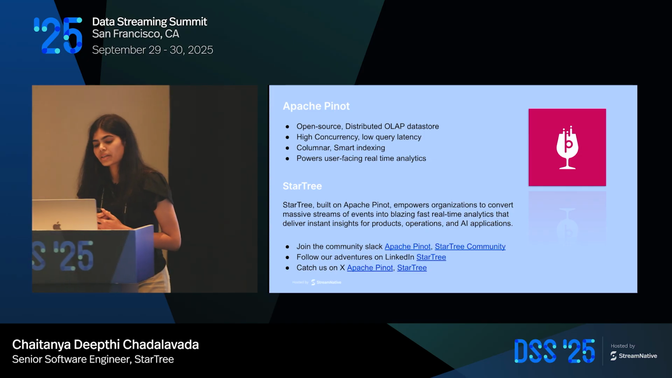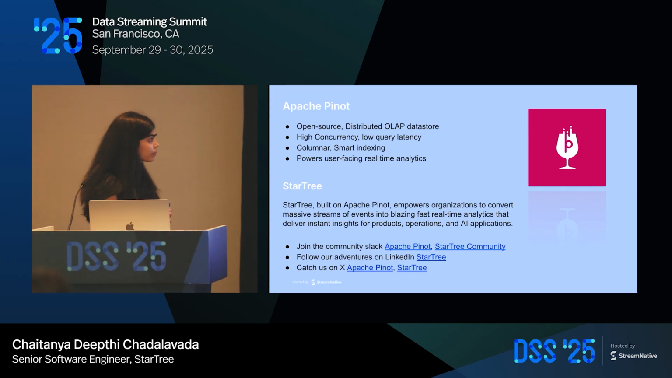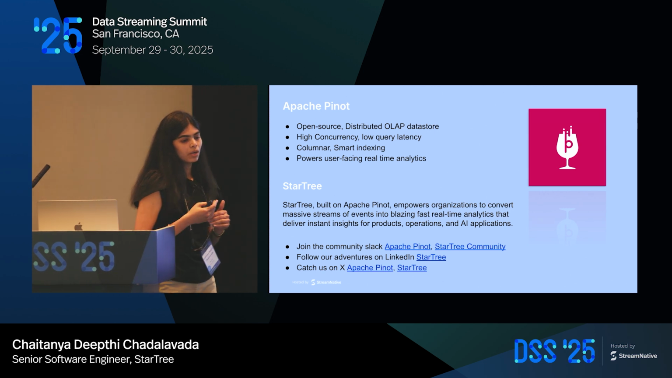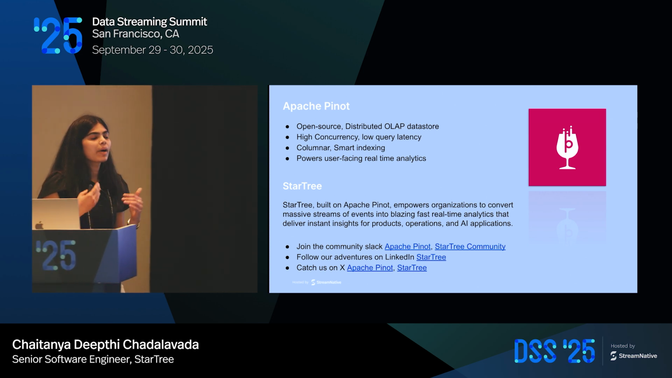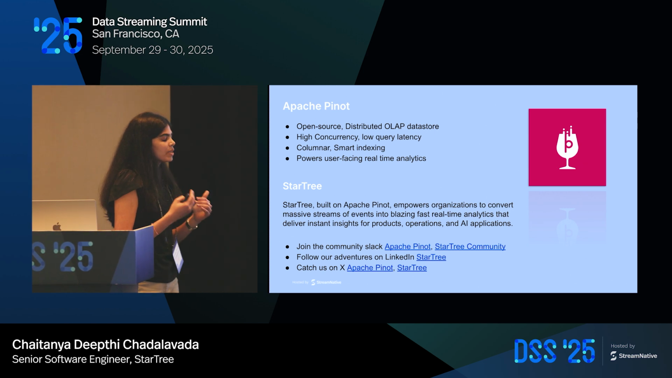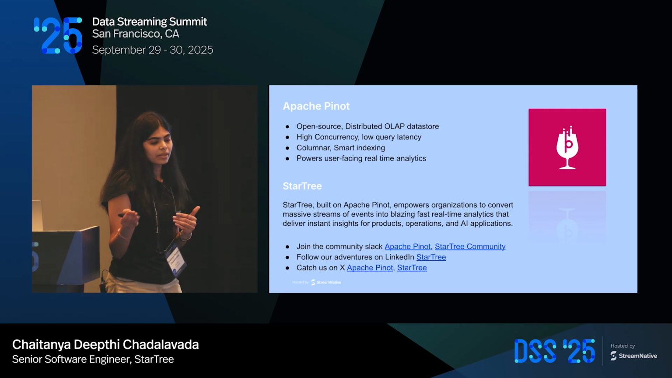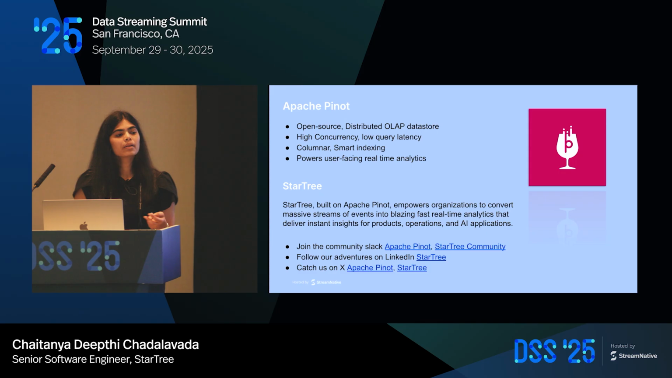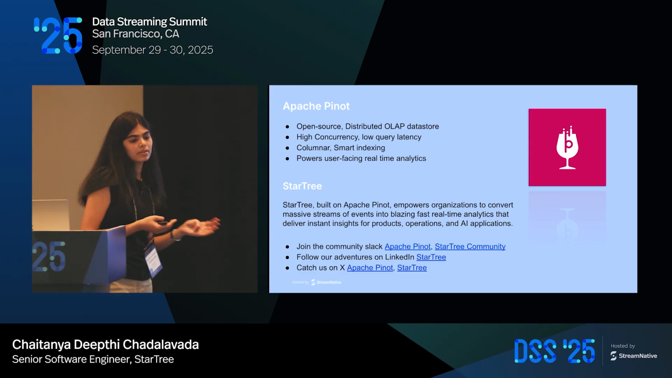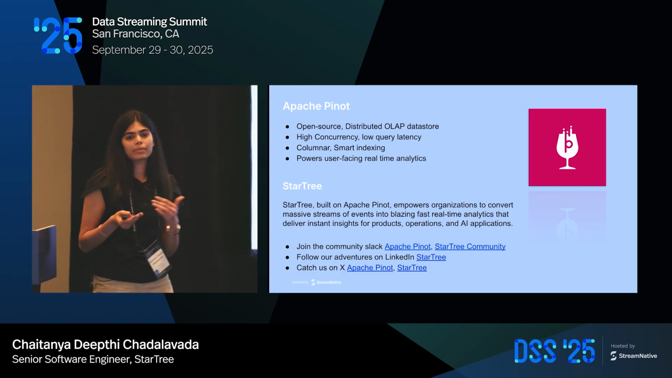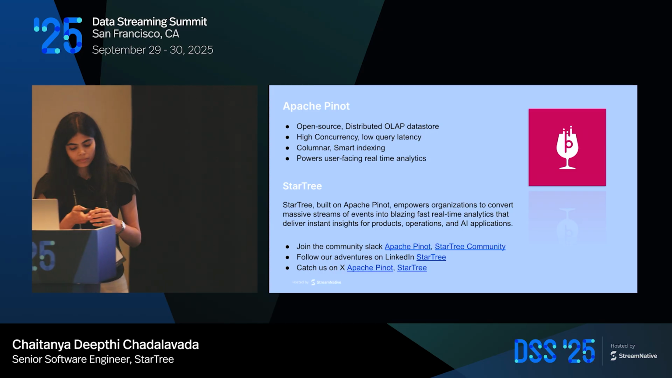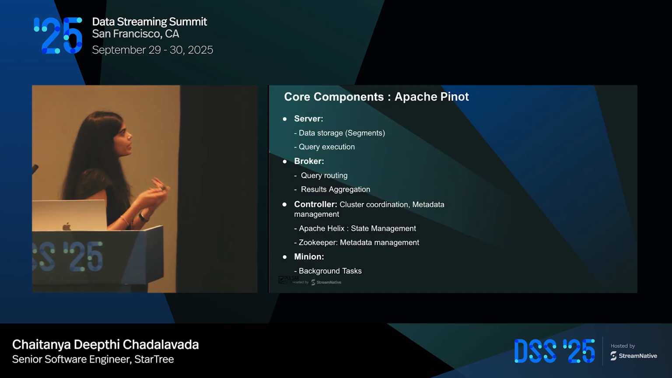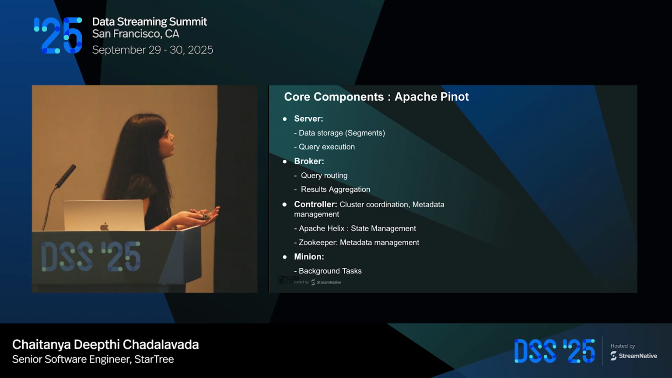And at StarTree, we are building products powered by Apache Pinot to derive and generate massive amounts of insights from this fast-moving real-time data. For example, Uber, LinkedIn, Stripe, and Grab use Apache Pinot today to power their real-time analytics. With that, I want to introduce you to the core components of Apache Pinot.